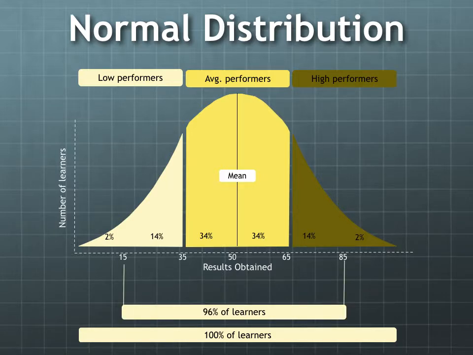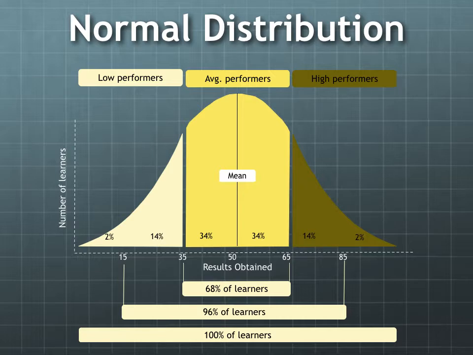96% of the learners should sit between 15 and 85%. So you're still going to have some learners below 15% and some learners above 85%. And then in the middle, our average performers, 68% of our learners should sit between 35 and 65%. Of course, this is a trend. It's not exact, but it's a very good measure of where our results should sit. The idea of the normal distribution is to use this as a method to plot our own results against it.